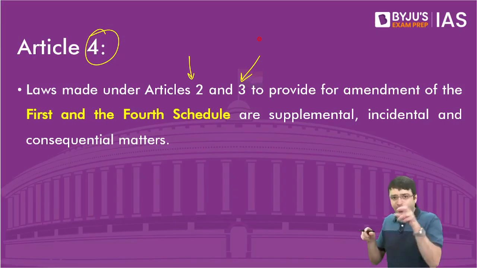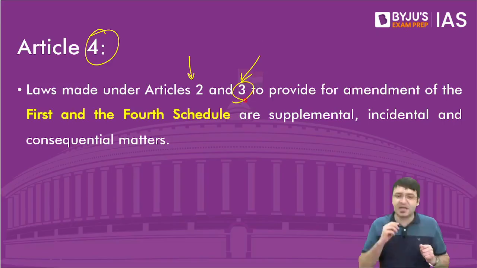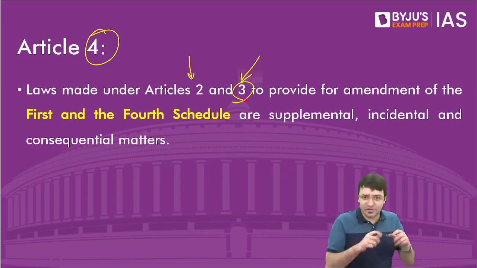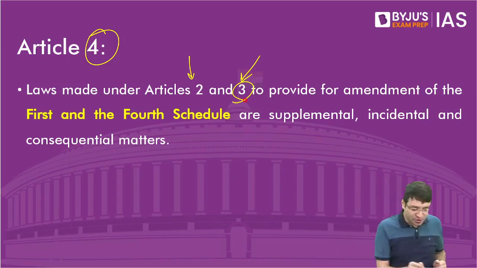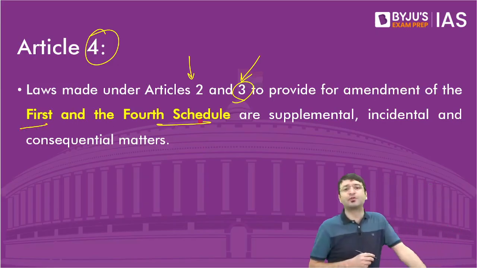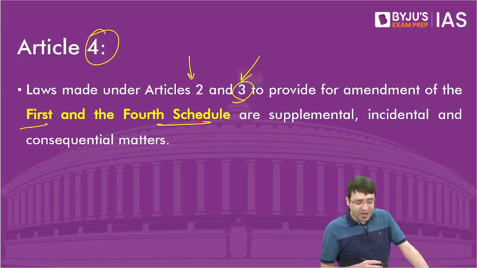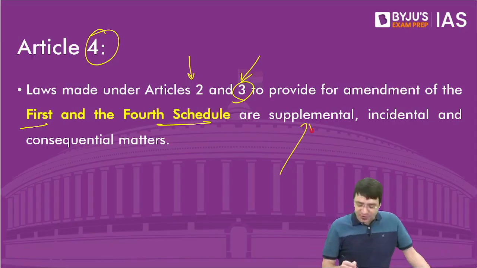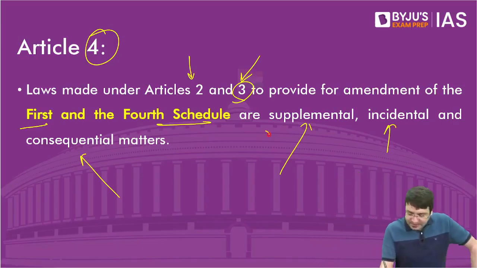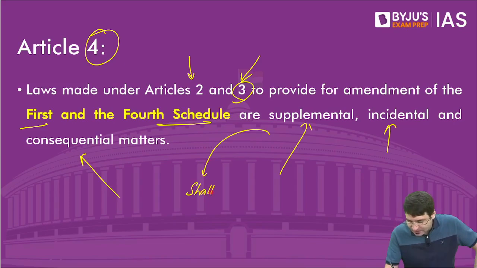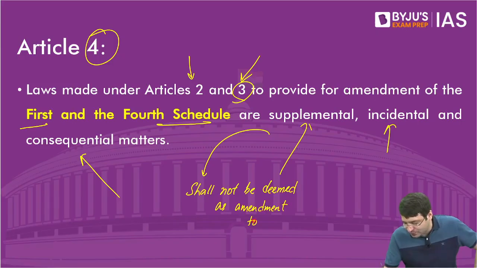Laws passed by the Parliament under Article 2, laws passed by the Parliament under Article 3, which means reorganization. These laws will make changes to Schedule 1 and Schedule 4 of the Constitution. But these changes are supplemental. These changes are incidental. These changes are consequential matters. And these changes shall not be deemed as amendment to the Constitution.